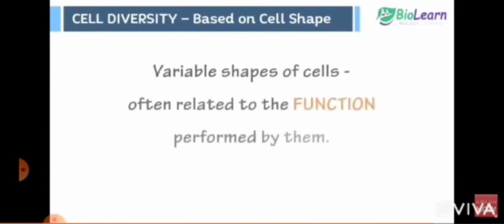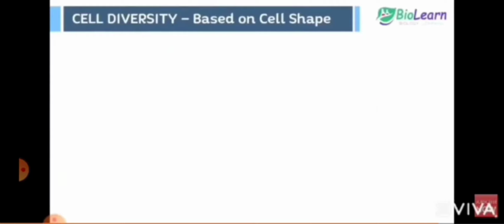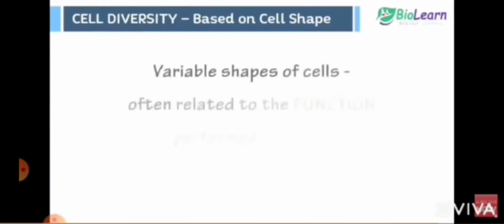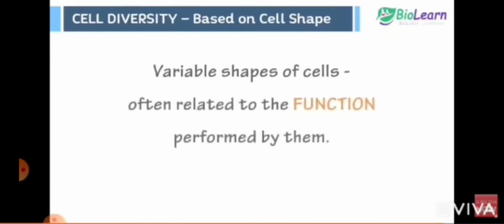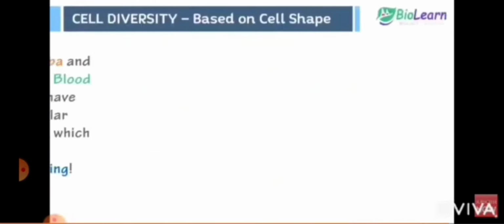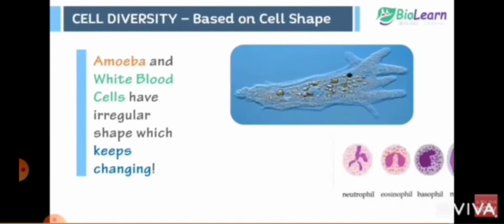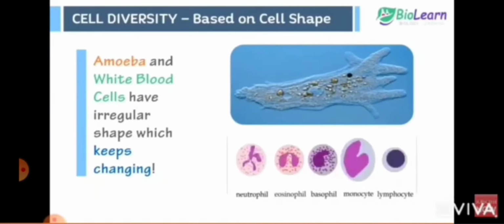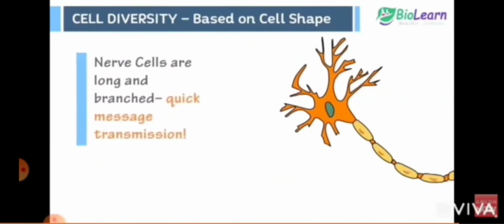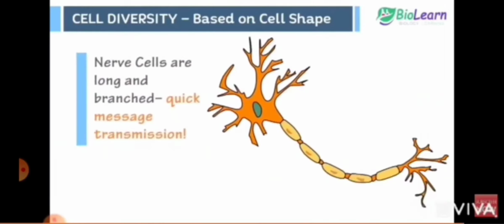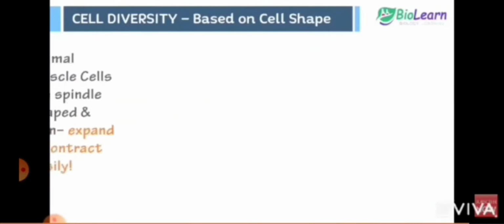The shape of different cells is variable. It is generally round, spherical or rectangular. The shape of the cell is often related to the function performed. For example, amoeba and white blood cells are irregular in shape, which keeps on changing to capture food or during locomotion. Nerve cells are long and branched for quick transmission of messages.